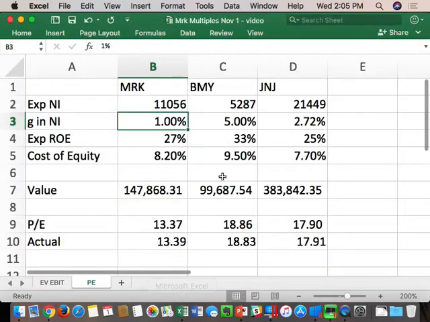So again, today what I want to do is go back to the multiple analysis and add in a third multiple, EV to sales. We've already been talking about EV to EBIT and the PE ratio, so I want to do EV to sales. But before we do, I want to also get current data. So I'm going to take the solution that we had on Monday for Merck, Bristol-Myers and J&J and just make sure that it gets updated.